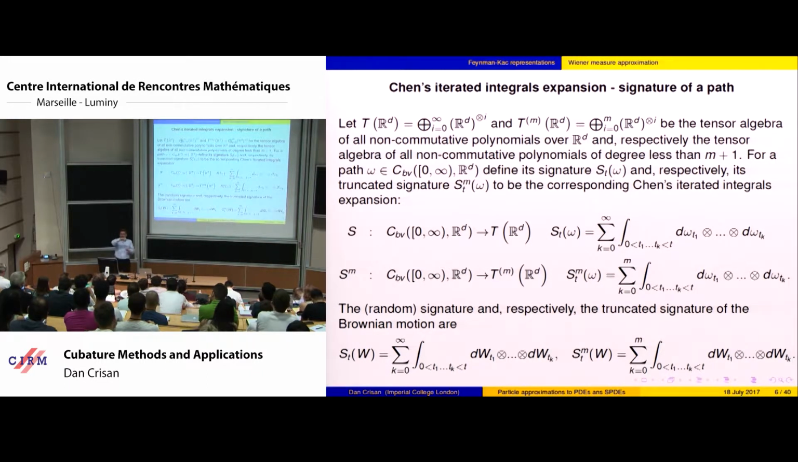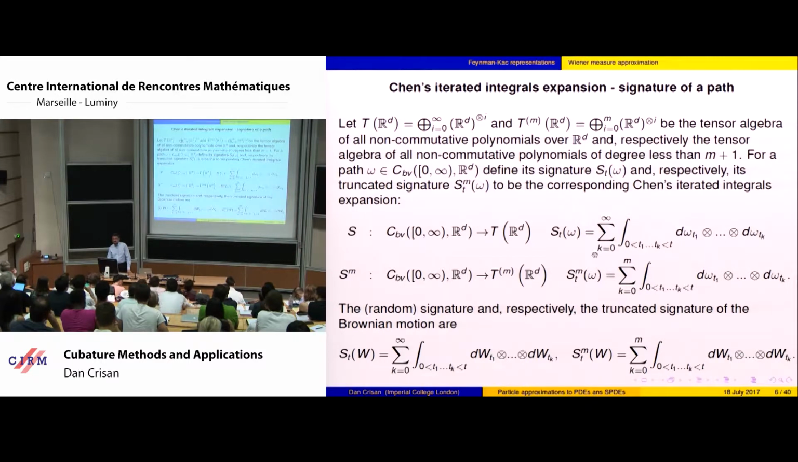And of course, you'll have to make sure that these iterated integrals make sense. And of course, if the path has bounded variation, the iterated integrals will make sense. So the signature of a path, once again, is an algebraic object that makes a record of all the iterated integrals of the path, iterated integrals of all the components of the path. So that's the signature of a path with bounded variation.